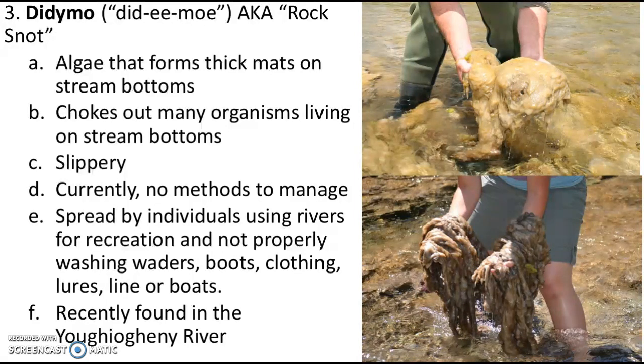The only way that we can truly prevent it is by people that are utilizing the streams and rivers to take out their equipment and thoroughly wash it in order to prevent the spread of didymo to other locations. The problem is that in 2012 it was actually found in the Youghiogheny River, very near to us. Now we've actually found that it's made its way all the way to New Zealand, where this algae is actually native to Europe and Asia.